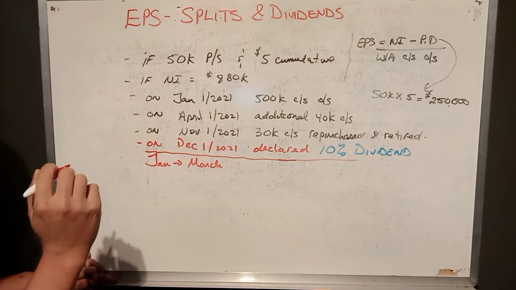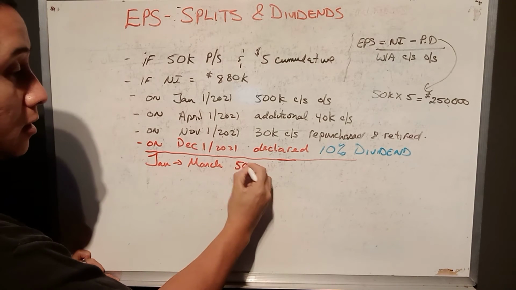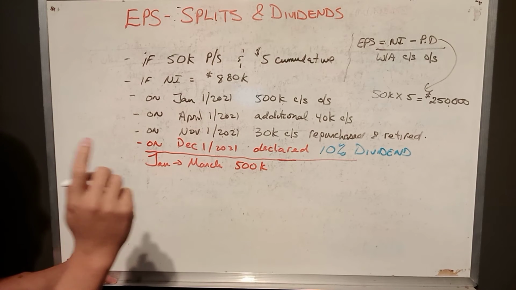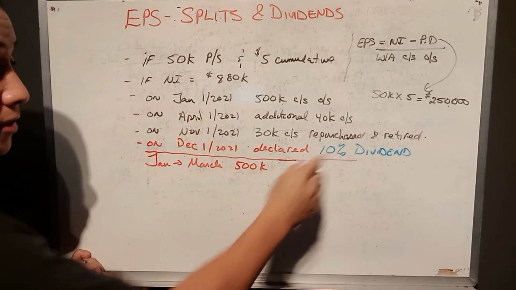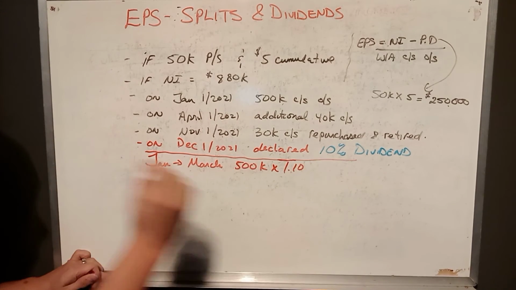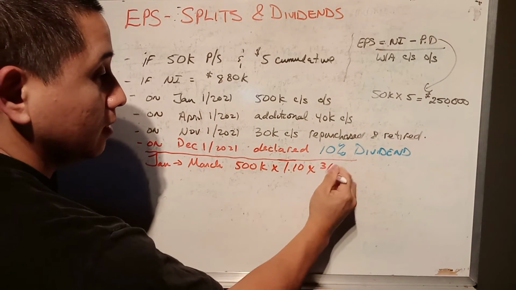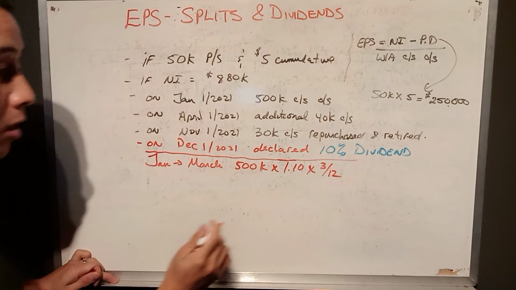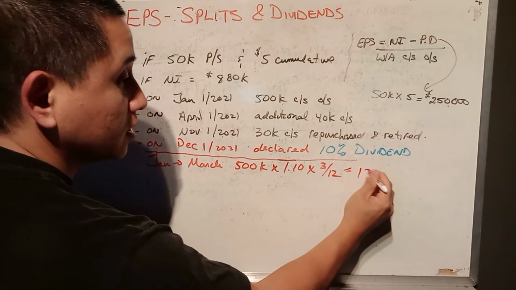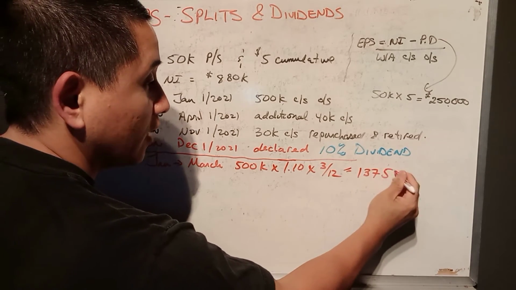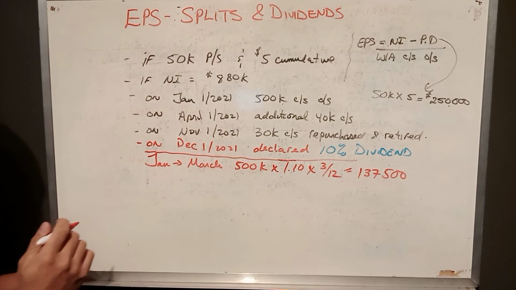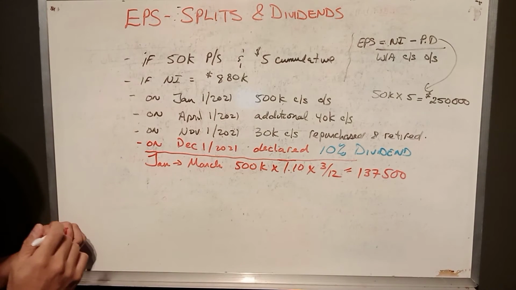Again, originally we had 500,000 common shares. Now, if we had a 10% dividend, we multiply that by 1.10, and we multiply that by 3 months out of the 12 months of the year. That would give us 137,500 common shares, the weighted average.